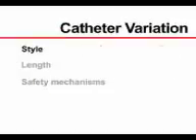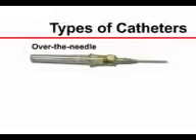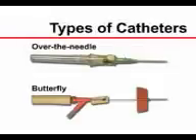There are many catheters, varying in style, length, and safety mechanisms. The two most common types of catheters are the over-the-needle catheter and the winged butterfly catheter.